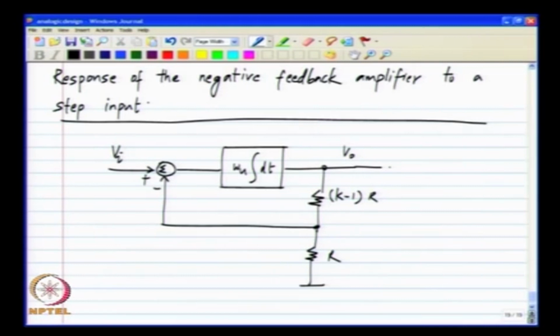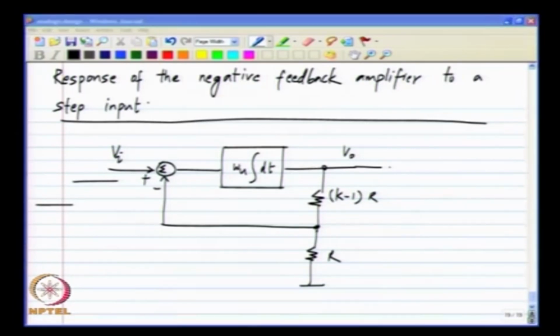In this case Vi will go from a constant to another constant. Okay. And for simplicity I will take the initial constant to be 0 and the final constant to be some Vx. Okay. So, this is the nature of the input signal.